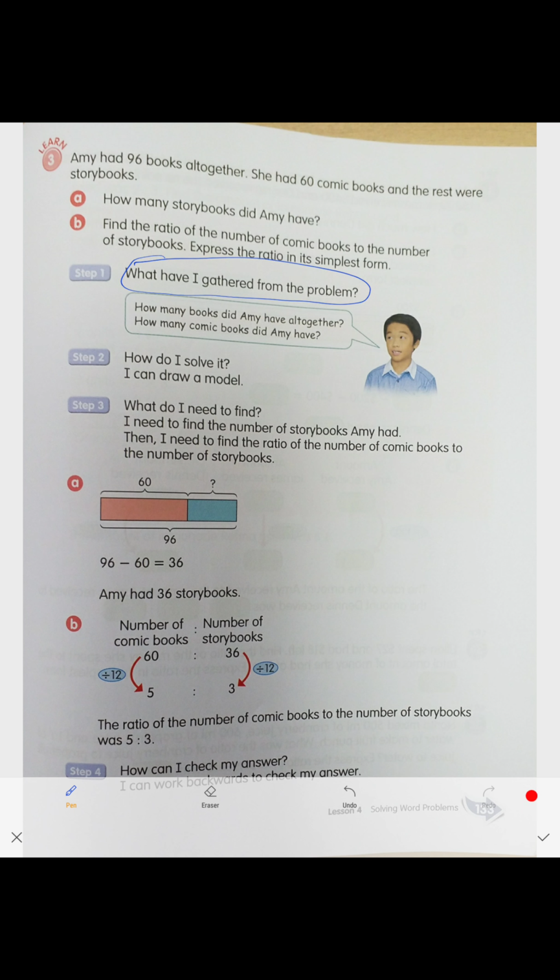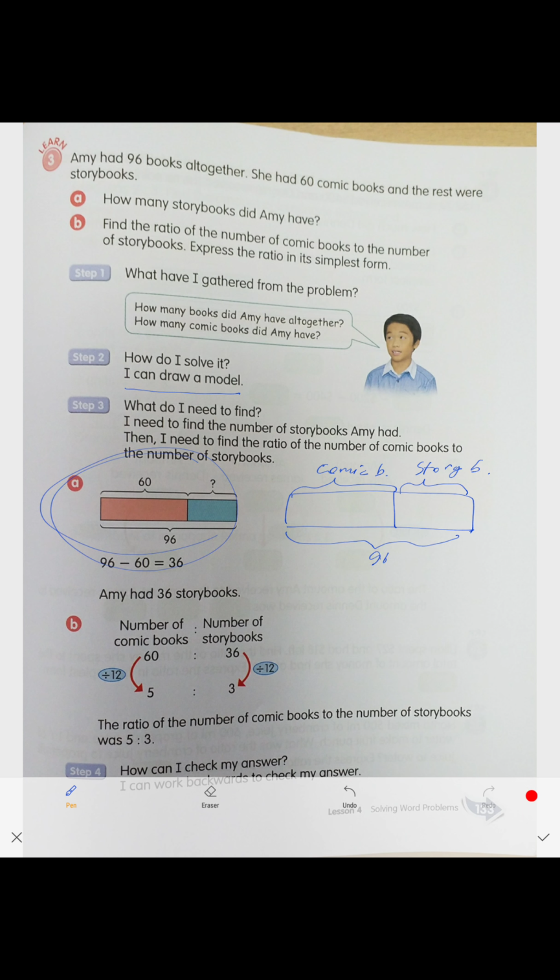What have I gathered from the problem? How many books altogether? How many comic books did Amy have? And again, we use a model drawing. So we have our total, and we divide it into two parts. There are our comic books, and there's the rest, the storybooks. And the total is 96.